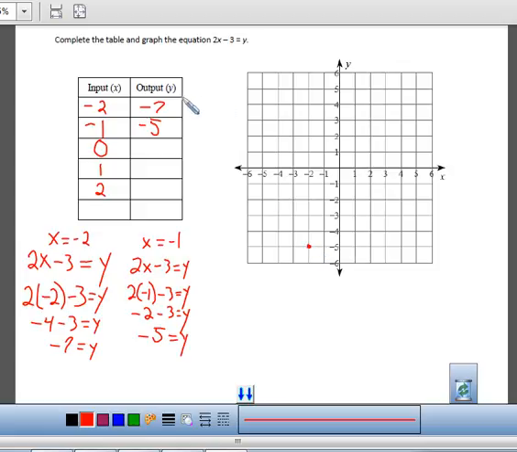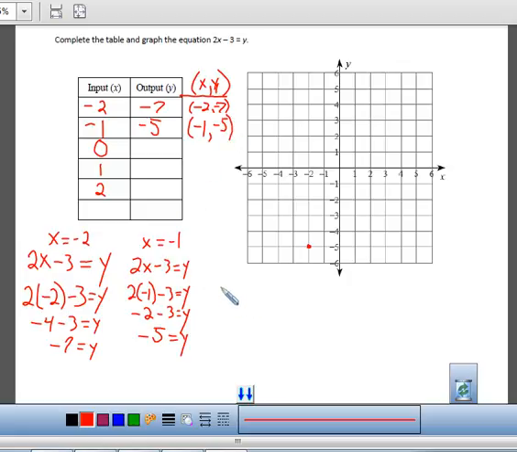Now, if you want to make an additional column for the x, y values, so you can see the points, that's fine. That's actually what I usually do when I make these, so that I can be very accurate and not make any careless mistakes. But that's entirely up to you.